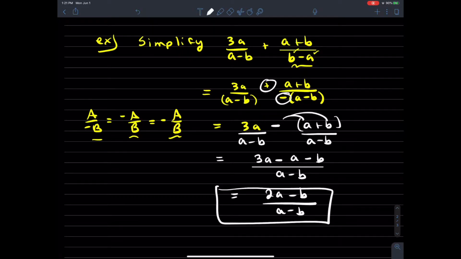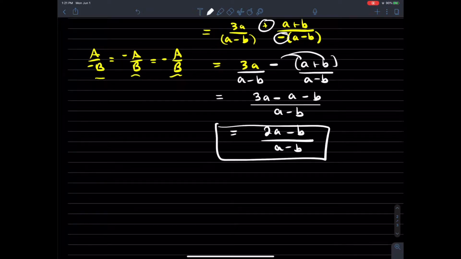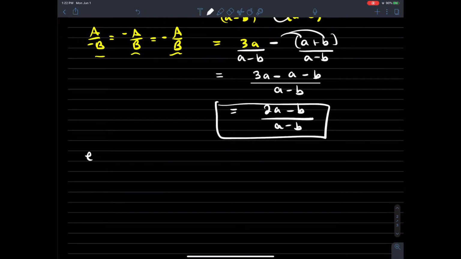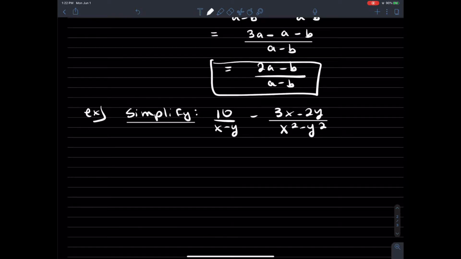Again, those negative b's, I know it's tempting to cancel them, but don't do it. Those are terms. You cannot cancel terms, only factors. 2a minus b, there's nothing in common that I can factor out. Okay, one more example. Okay, so we want to simplify this expression.